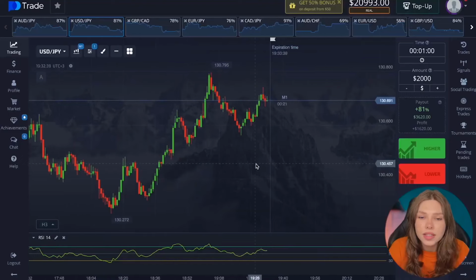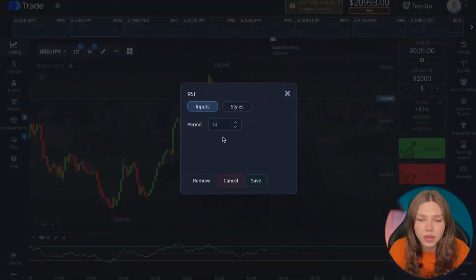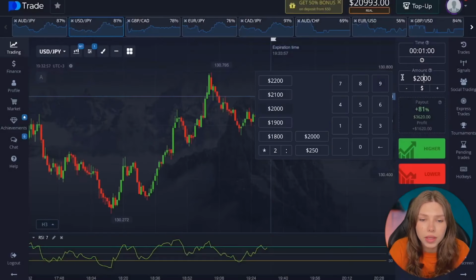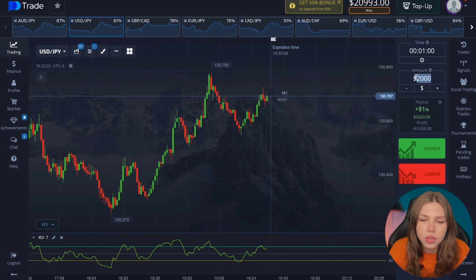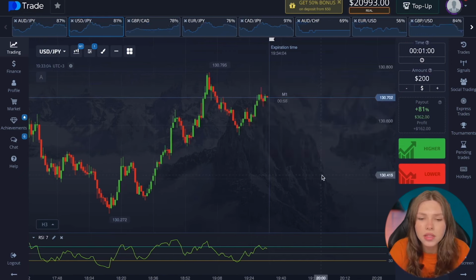So today we will study a strategy called RSI. It is very simple. The first thing to do, in my case, is to set the period to 7 because we will have a trade for 1 minute. Our balance allows us to put $200 freely. Now I will explain how the indicator works.